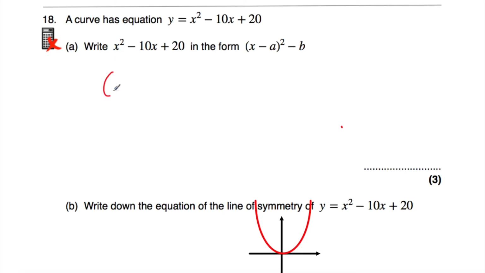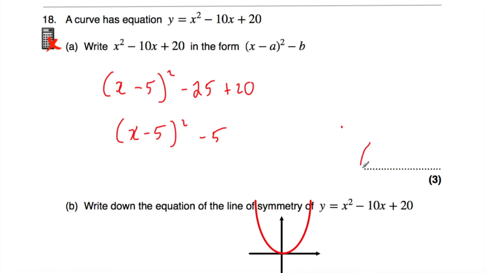So that's going to be open brackets, x, and then we've got the coefficient of x is minus 10, so half of that would be minus 5, close bracket, squared. Minus 5 squared is 25, so we're then going to take away 25, and then we've got our plus 20. Now, if we then simplify this, we would have (x minus 5) squared. We've then got minus 25 plus 20, so if we go back up 20, that would be minus 5. So that means it would be (x minus 5) squared, minus 5. And that's it, we've done completing the square, and we've got it in the form that we've been asked to.